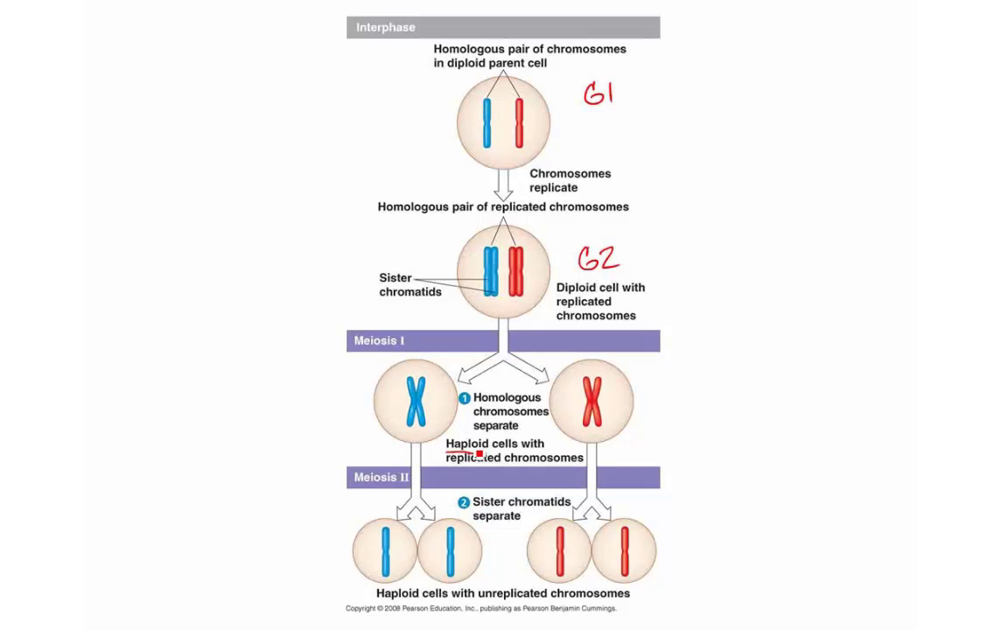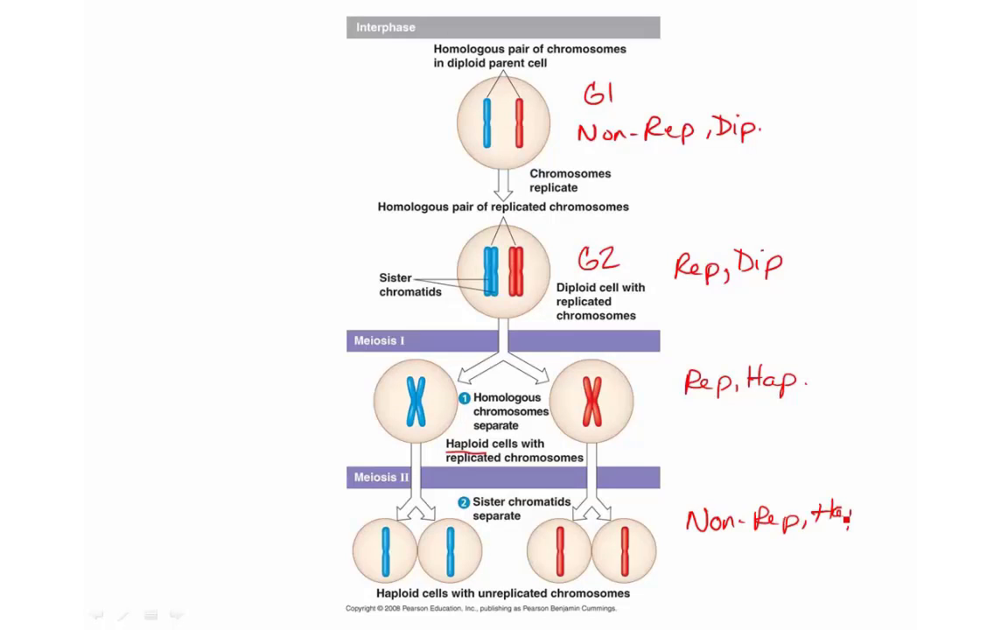So if we run through here, in G1, these will be non-replicated diploid cells. In G2, they will be replicated diploid cells. When we finish meiosis 1, these are going to be replicated haploid. And then if we're looking at the very end product, these are going to be non-replicated, and they'll also be haploid cells.